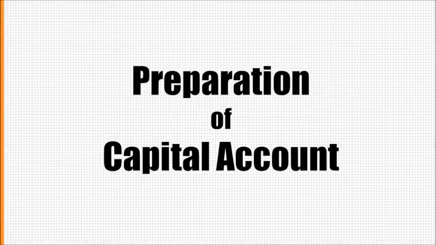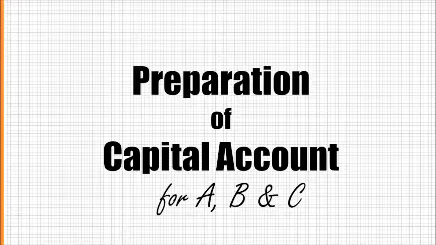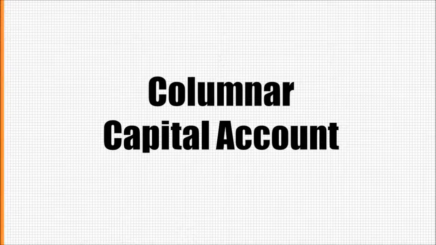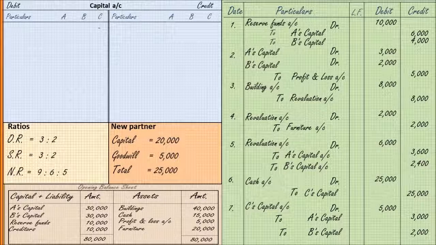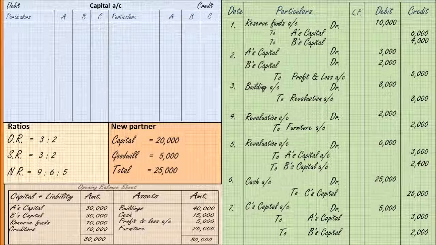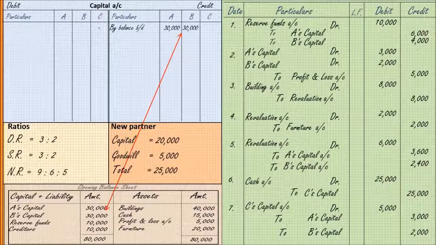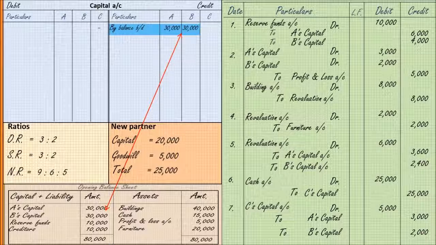And after that, we have to prepare capital accounts for A, B, C. The best way is to prepare the capital accounts in columnar form. You should prepare 3 columns on the debit side and 3 columns on the credit side, I mean to say for A, B and C. So first of all, we'll write down by balance BD. These are the opening balances, 30,000 and 30,000. We have taken these figures from the last balance sheet of A and B, because in that balance sheet the capitals were 30 and 30.